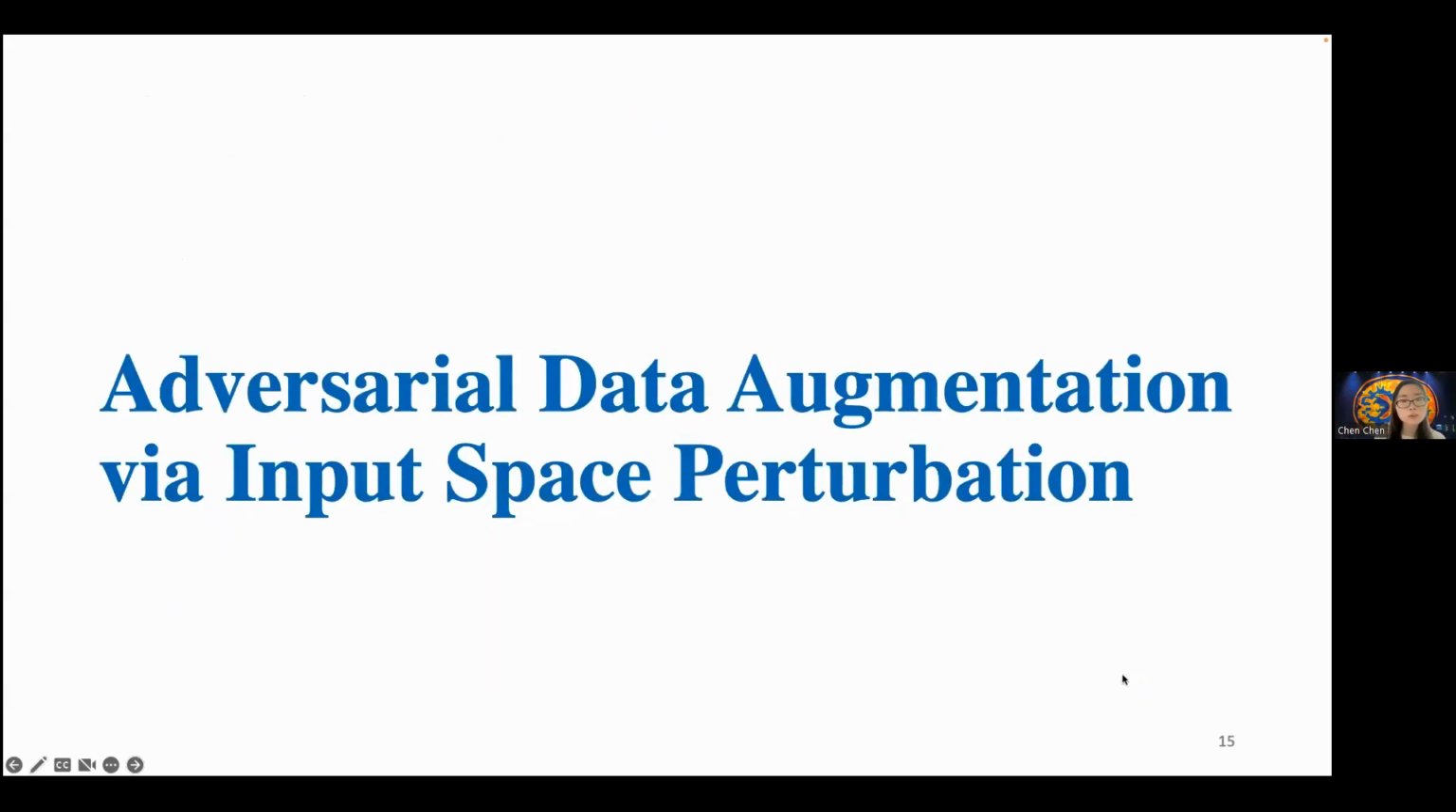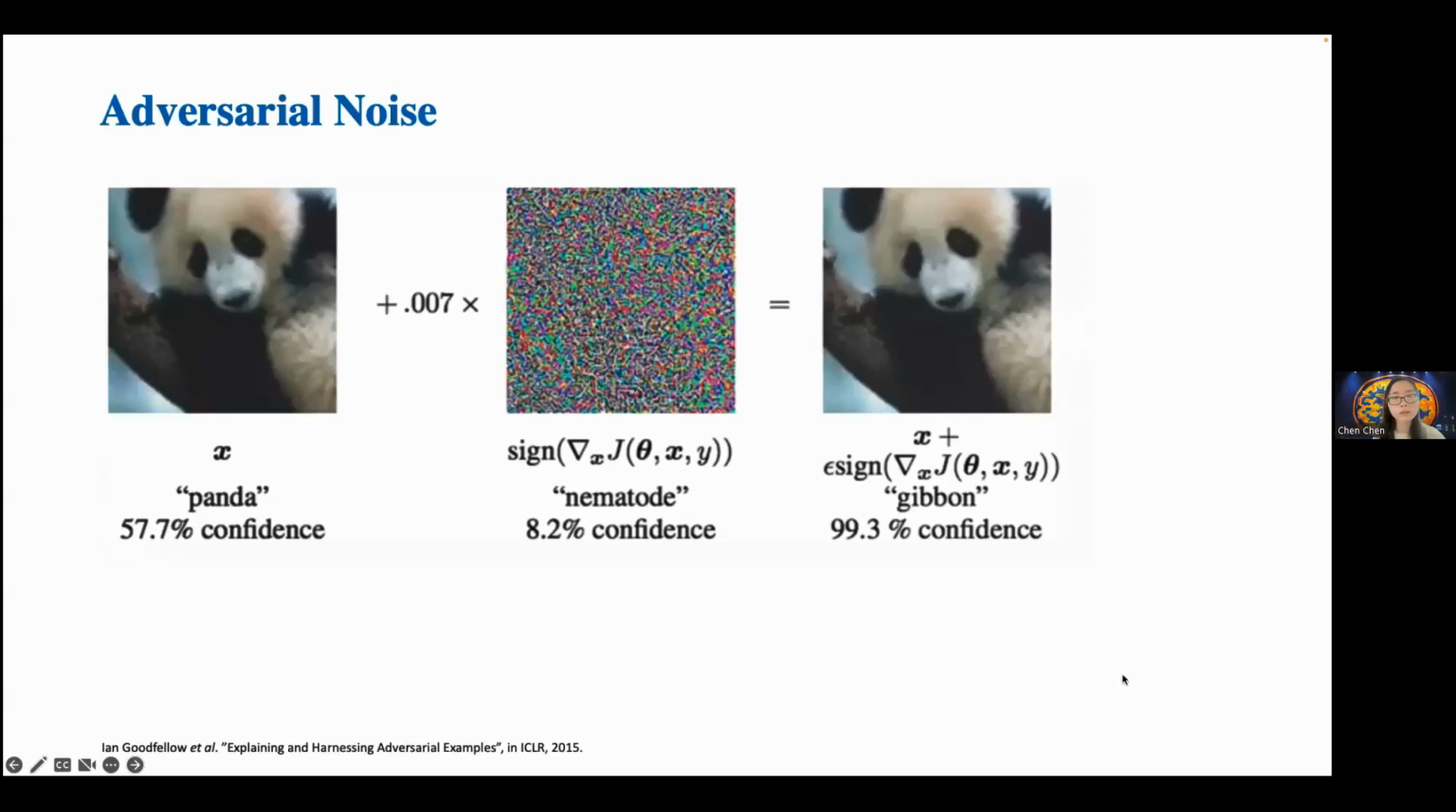So for input image space data augmentation, I guess the most popular example, which everyone might already know well, is adversarial noise, initially developed by Ian Goodfellow in 2015. You generate noises such that when we add them to the original panda image, the AI model classifies it from panda to gibbon, which is a totally different species. People found that we can add this type of image into the training and improve the robustness against such noises.